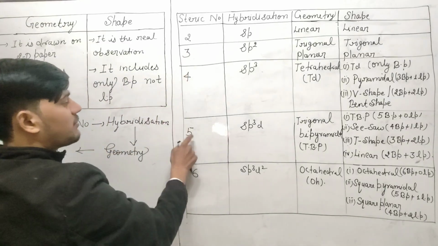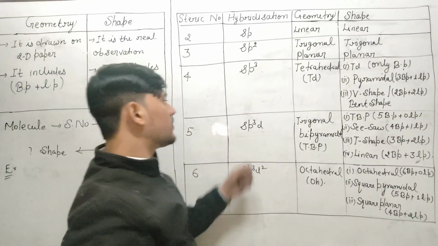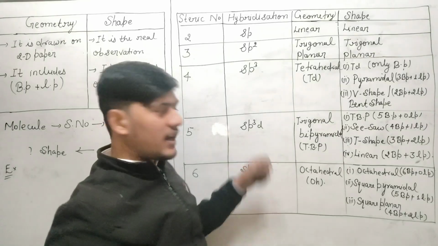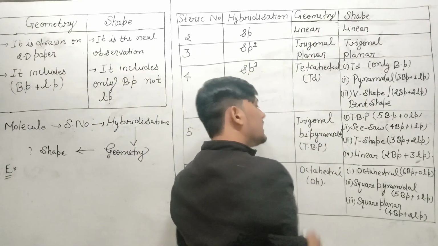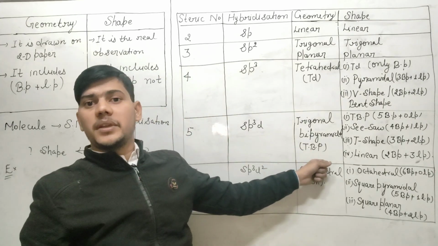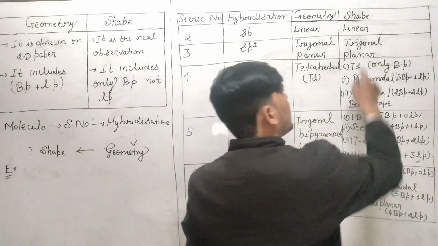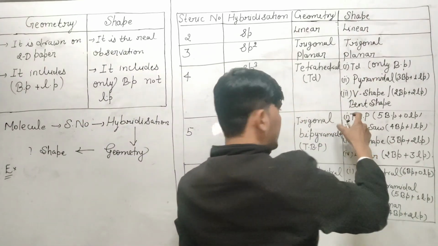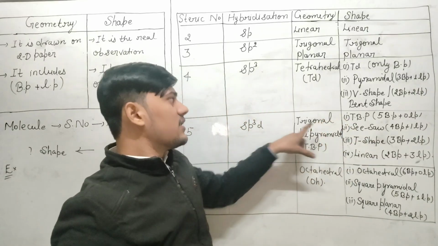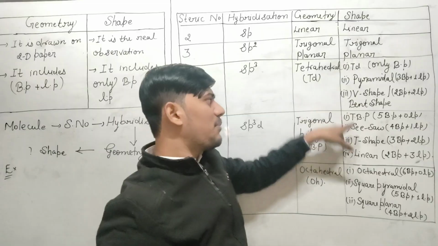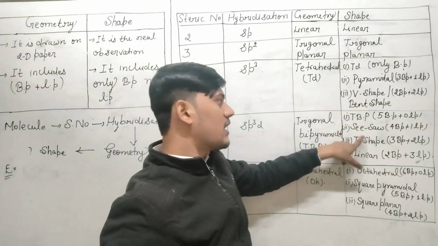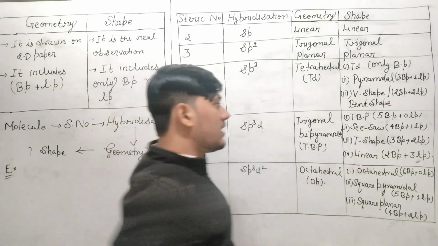Similarly, if the steric number is 5, then the hybridization of the molecule will be sp3d and the geometry will be trigonal bipyramidal, represented by TBP. For the shape of the molecule, there are many cases. If the geometry is trigonal bipyramidal, then the shape may be TBP, seesaw, T-shape or linear.